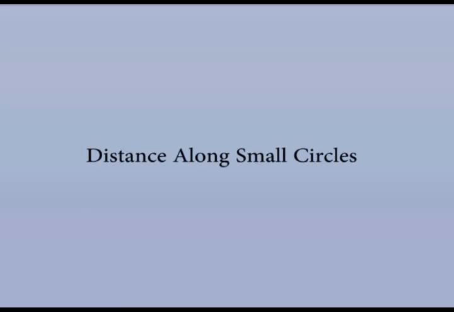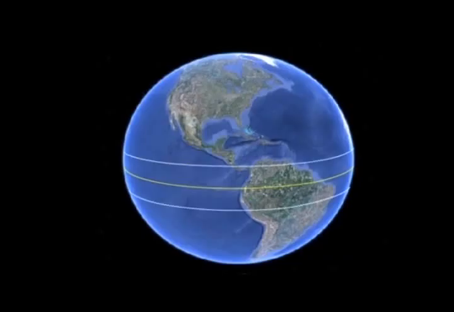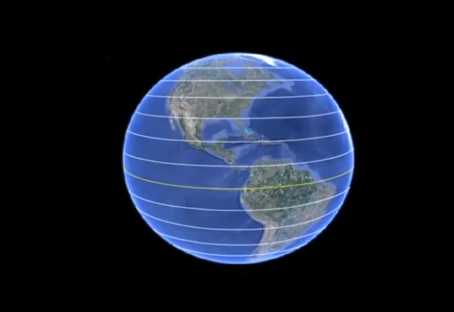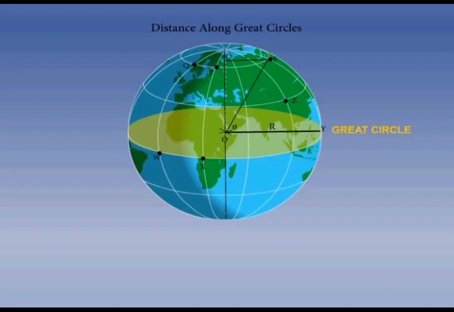Distances along small circles. All other latitudes except the equator are small circles. Their radii are smaller than the radius of the Earth and obviously differ from one latitude to the other, getting smaller and smaller as you move farther from the equator, north or south. Consider this figure. The radius of the Earth is equal to the radius of the equator and is equal to r capital. The radius of the other latitude is smaller and is given as r small.